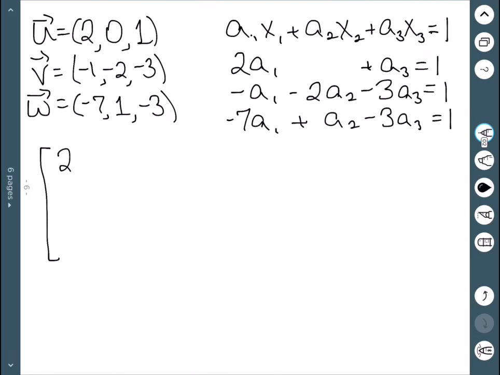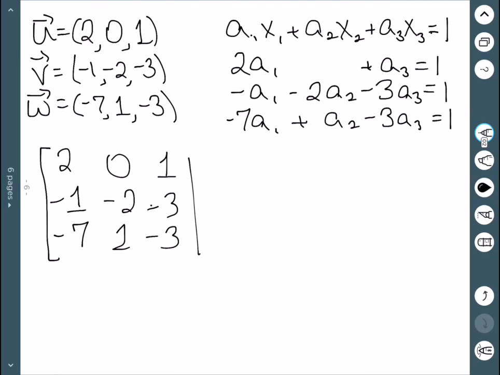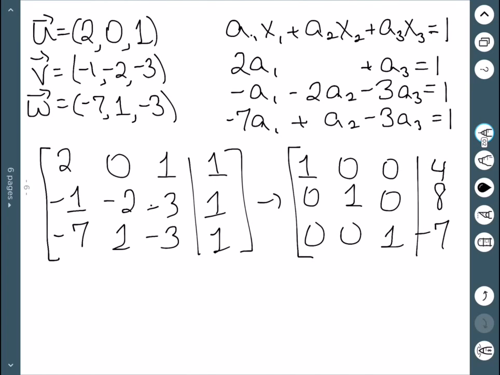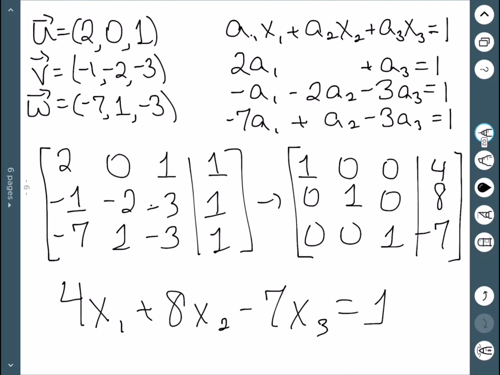I can see that this is just a system of equations. So we'll start by putting this in a matrix. And then we just need to row reduce. We'll skip the steps here and just give the row reduction. And when we do, we get 1, 0, 0, 0, 1, 0, 0, 0, 1, and then on the right, 4, 8, minus 7. Therefore, my normal form is 4x1 plus 8x2 minus 7x3 is equal to 1.